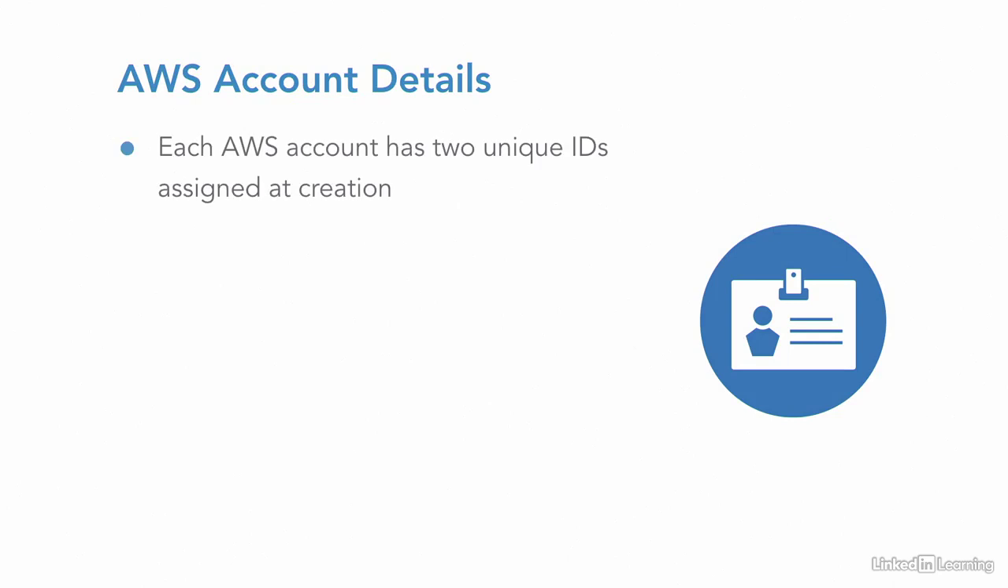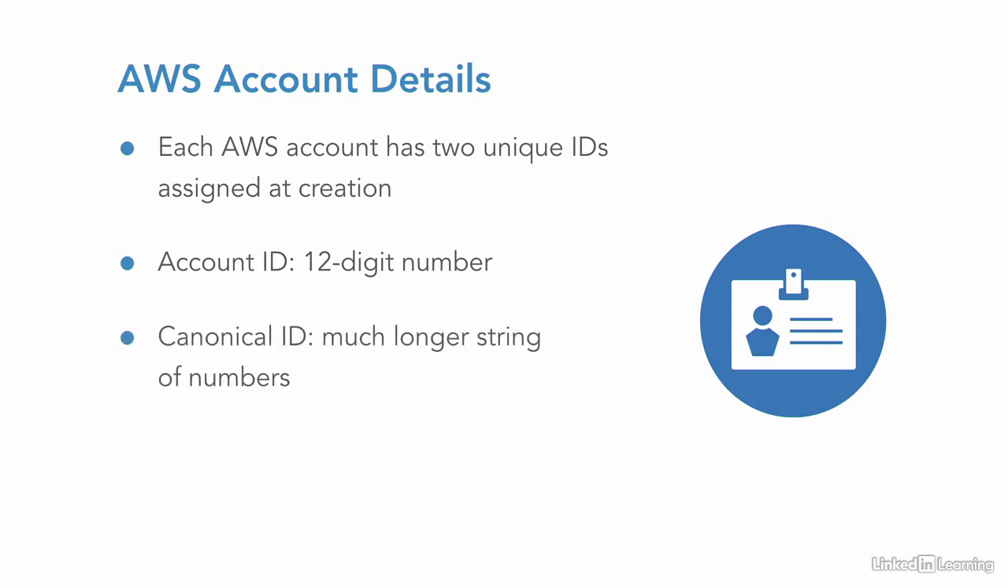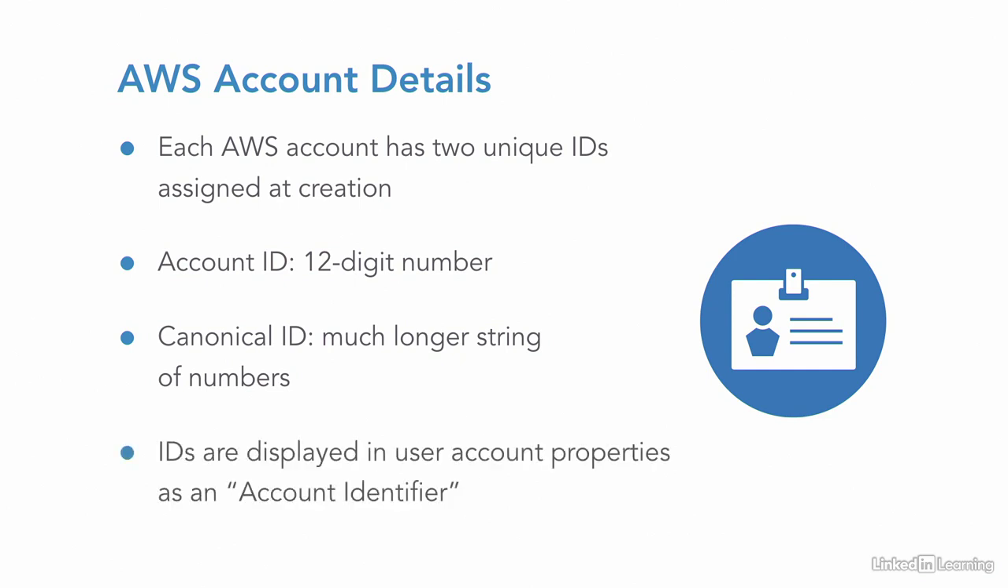Each AWS account has a couple of unique IDs. One is the account ID, a 12-digit number, and one is the canonical ID, a much longer string of numbers. And you can gather this information. You can actually do a download of all of the credentials and all of the information for your AWS accounts within IAM. The IDs themselves are displayed in the properties of the user account as the account identifier. We use names, computers use numbers.